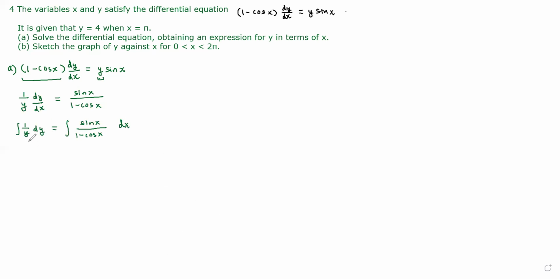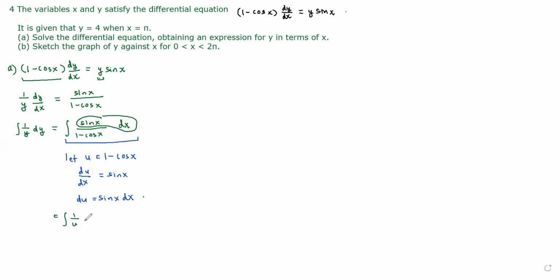On the left side, you just have ln of the absolute value of y. On the right, in order to integrate sin x over 1 - cos x, we need to use the technique of substitution. So we let u be 1 - cos x. Then du/dx is sin x, or du is sin x dx. Here sin x dx becomes du.